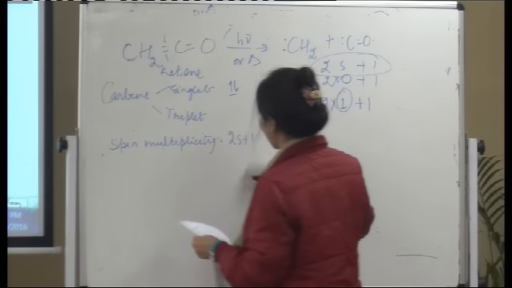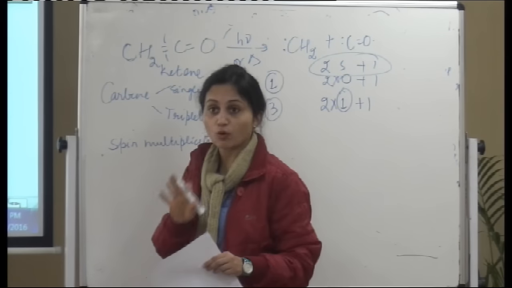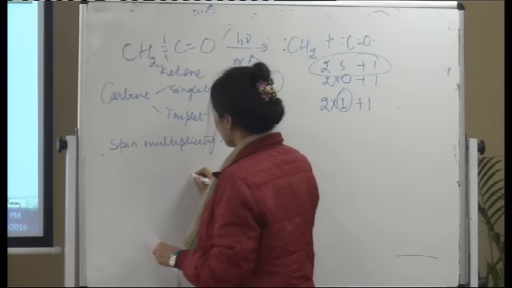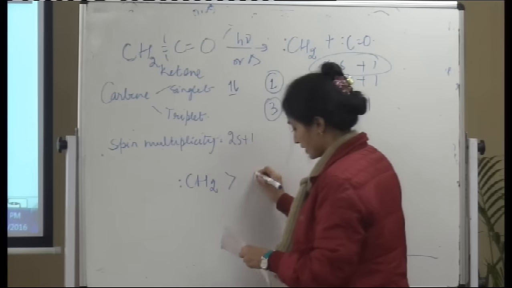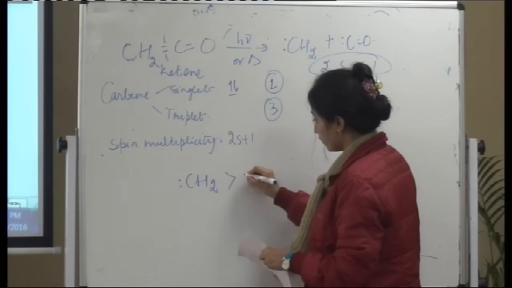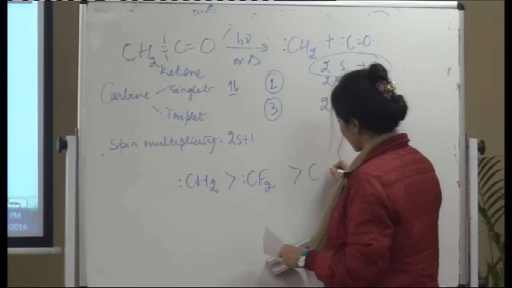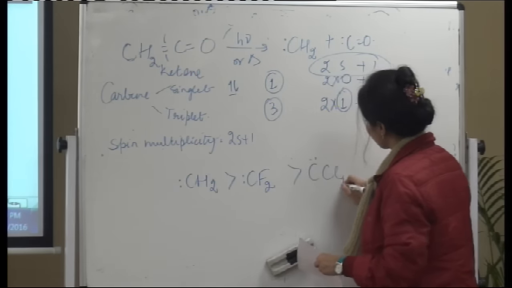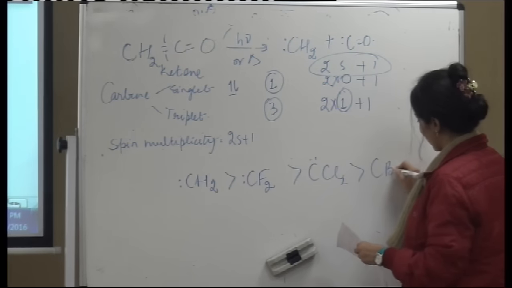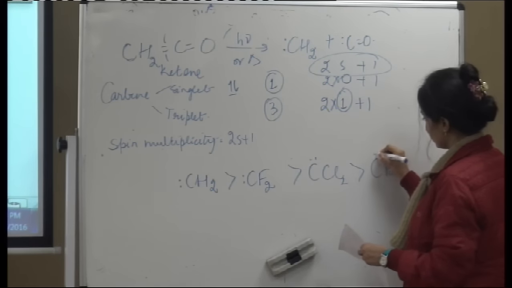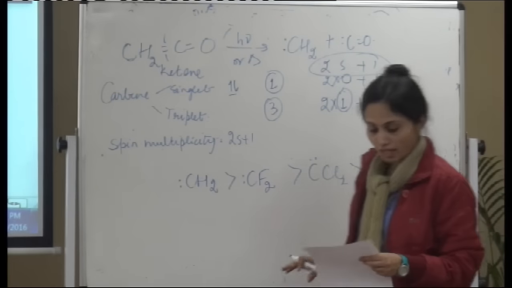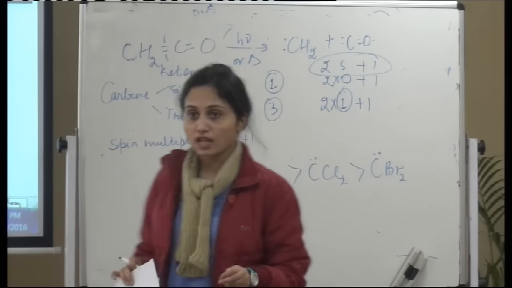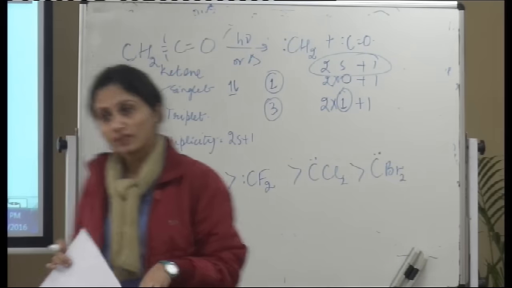Alright, now the order of stability of carbenes is very importantly asked in the examination. Please take a note of it. CH2 is greater than CF2, which is greater than CCl2, which is greater than CBr2. This is the order of stability of the singlet carbenes. And remember that a singlet carbene is always less stable than your triplet carbene.